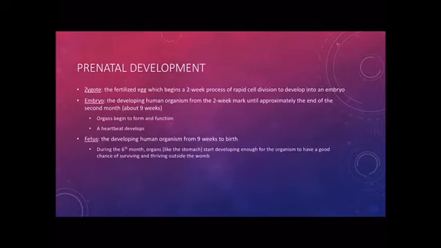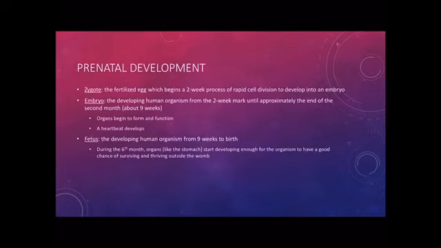And then we've got embryo, which is from 2 weeks up to 9 weeks. In the embryonic stage, we do start to see the beginning of the development of the organs and a heartbeat as well. And then the fetal stage, or fetus, is from 9 weeks all the way up to birth. The key point to be aware of within the fetal stage is that in the sixth month, the organs start to develop much more, and we reach something called the point of viability.